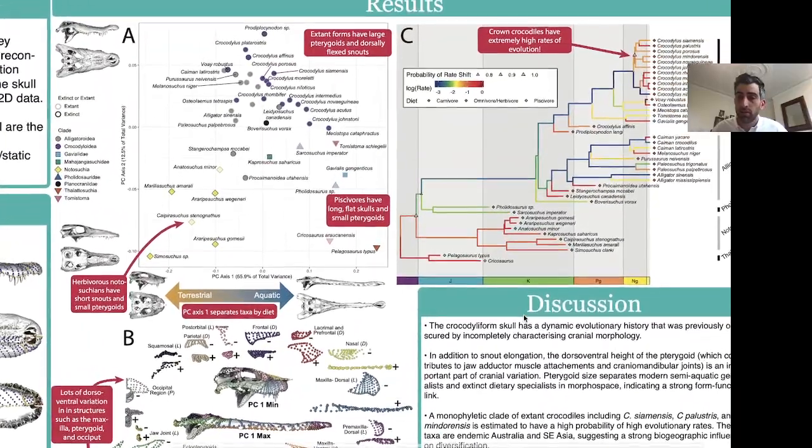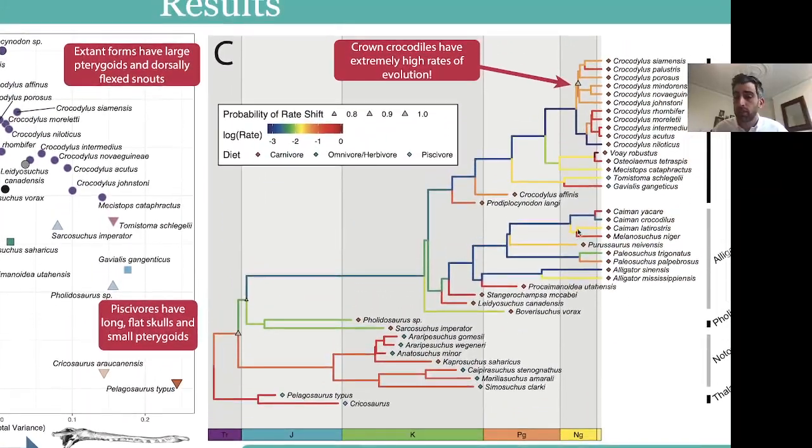When we look at the rate of evolution through time, on this figure, hot colors represent fast rates of evolution, cool colors represent slow rates of evolution. No matter what phylogenetic hypothesis we use, we get really fast rates of evolution in crown crocodiles, in particular this clade here, which represents a monophyletic group of crocodiles from Southeast Asia and Australia, which shows us that despite being superficially homogeneous in their anatomy, there is actually rapid evolutionary change in these recently diverged animals.